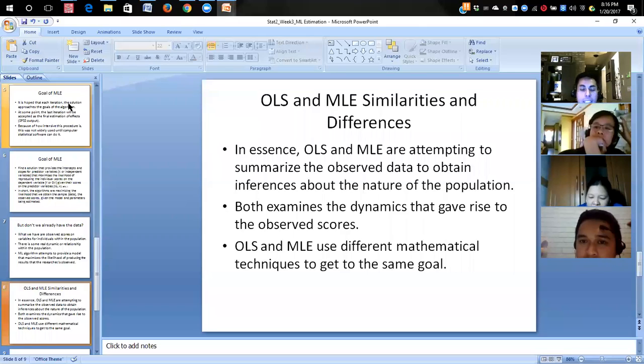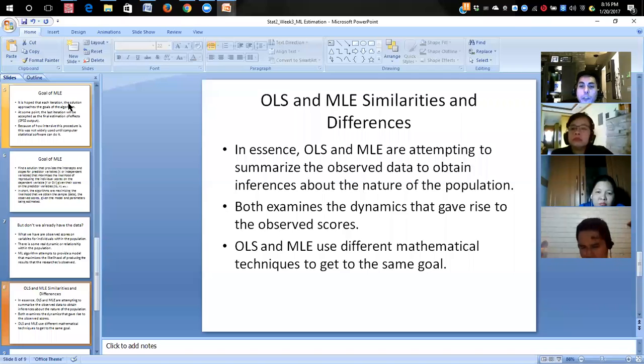So remember, in research, we always have a sample. It's impossible for us to do research on the entire population. So when we do sampling, we have a sampling frame, and we try to get a sample that will best represent the population that we're trying to really understand.